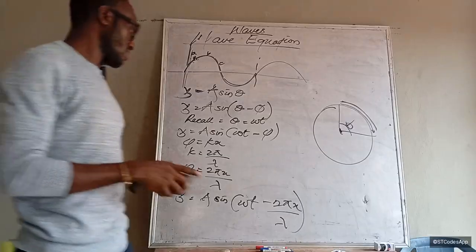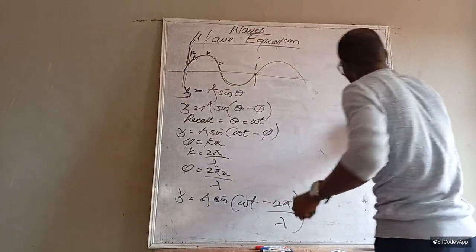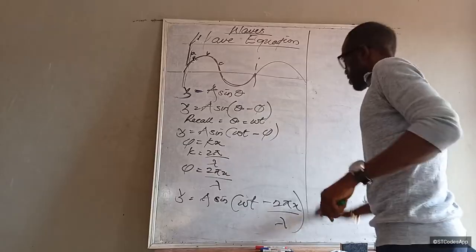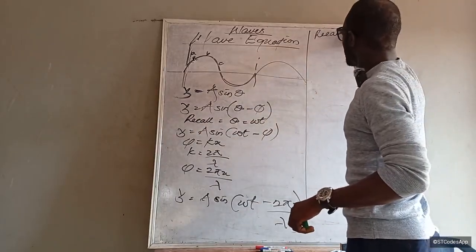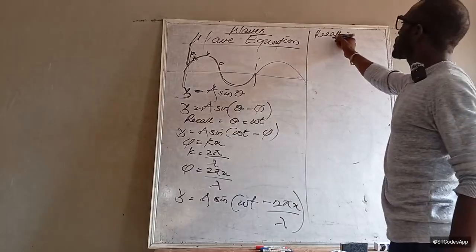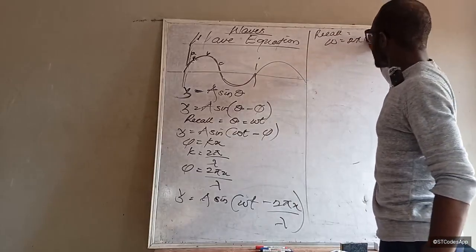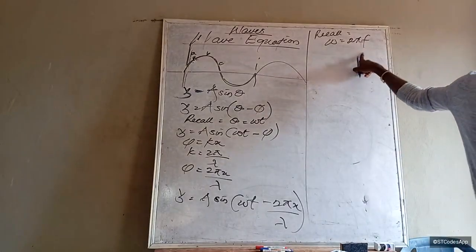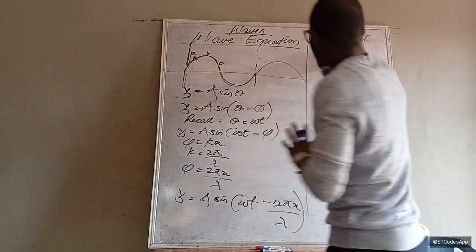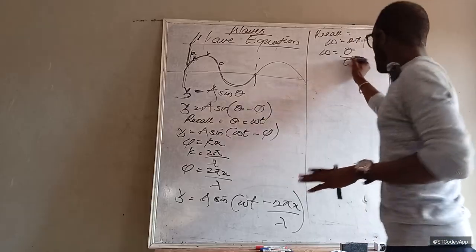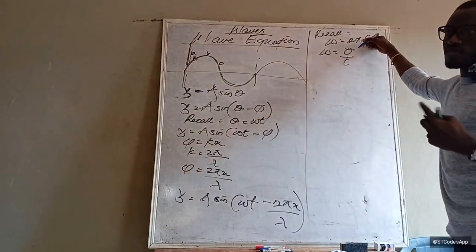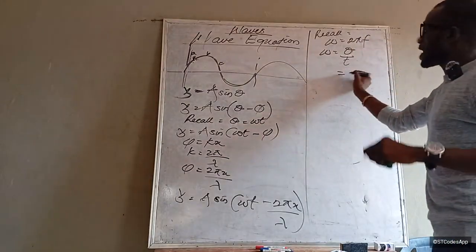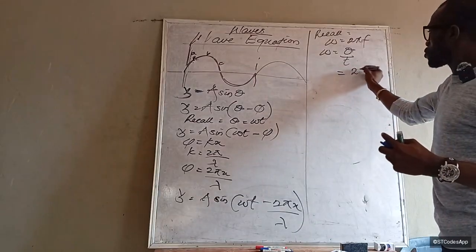Now, recall also that omega is 2 pi f. Do you remember this? Let me show you how. Remember that we said omega is theta over t, right? If the total angle that it completes is the entire circle, that's 360 degrees, right? Which is equal to 2 pi.